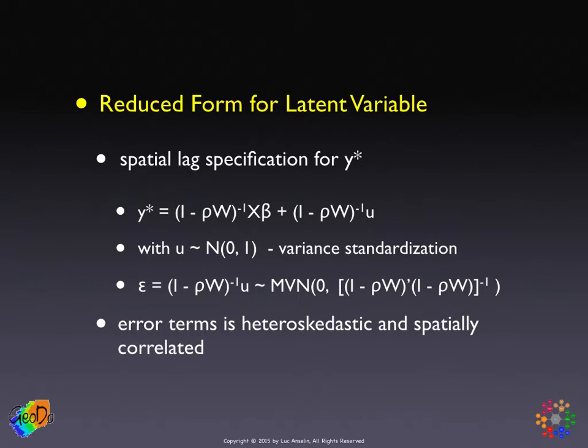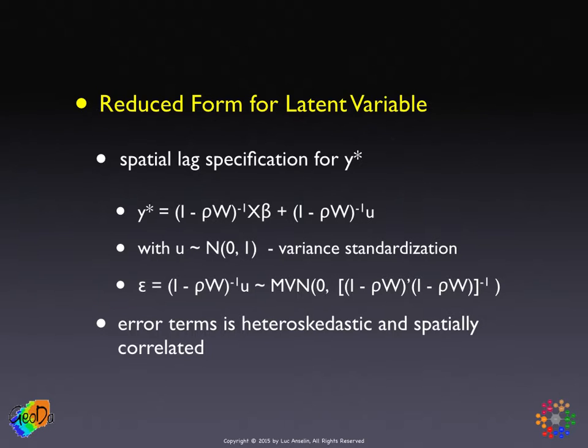So we need to move that out of the right-hand side, and the result is the so-called reduced form, which is the expression on the slide with y star equal to (I minus rho W) inverse x beta. W is a weights matrix, and (I minus rho W) inverse is the inverse of the spatial filter. Then the same reduced form applies for the error term: (I minus rho W) inverse times the error term U.